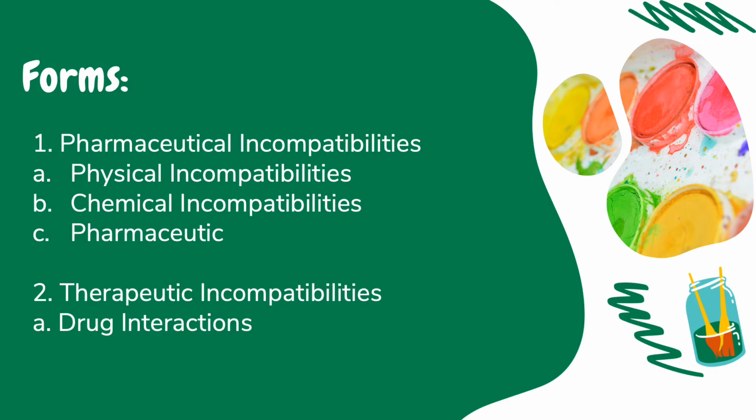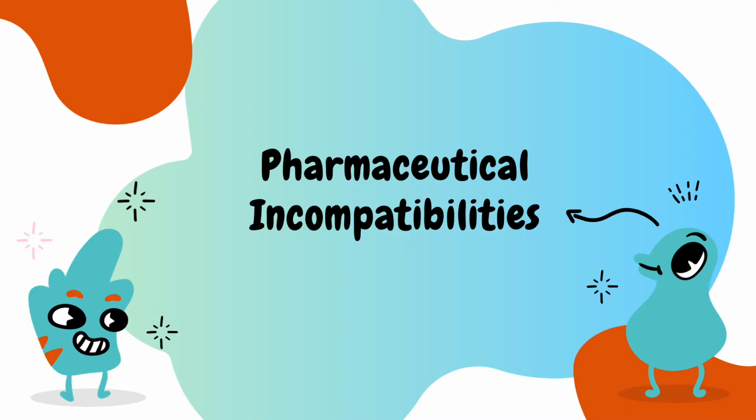There are two forms of incompatibilities. First is the pharmaceutical incompatibilities, divided into physical, chemical, and pharmaceutic. The second form is the therapeutic incompatibility, which talks about drug interactions. Now, let us discuss the first form of incompatibility, the pharmaceutical incompatibilities.